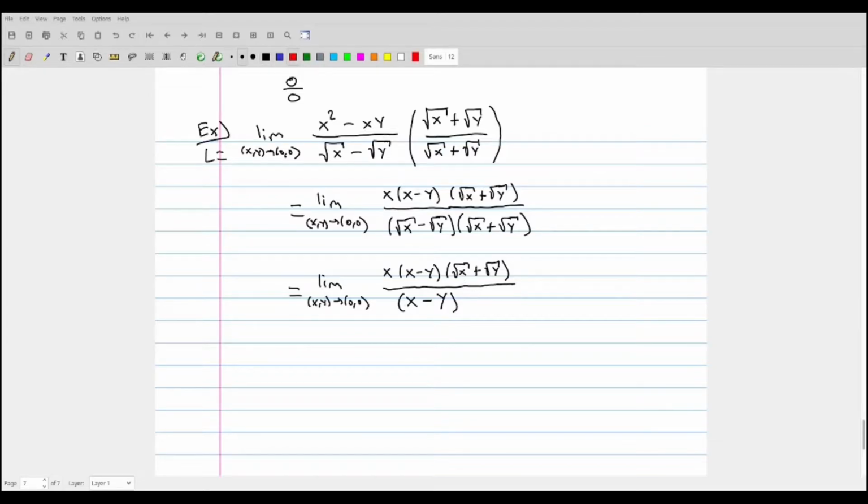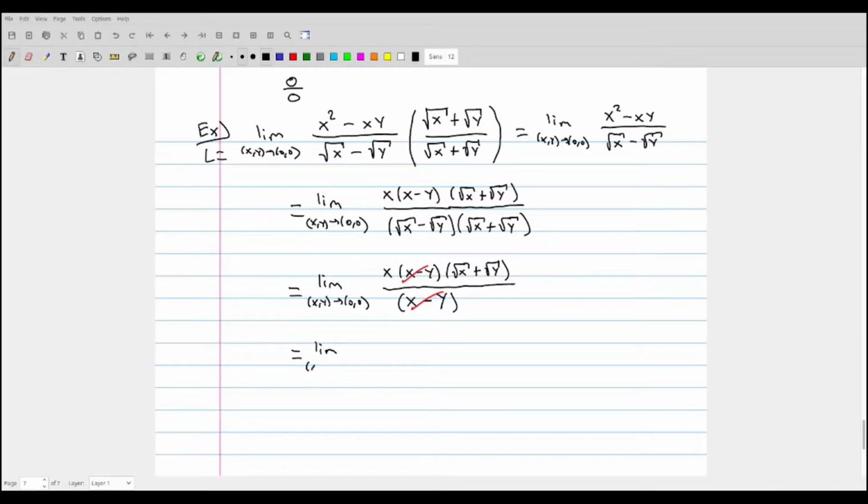And notice that what this gives us is a very, very nice cancellation. We get that x minus y divided by x minus y is 1. So the limit that we were originally looking for, remember, was the limit as (x, y) goes to (0, 0) of x squared minus xy over square root of x minus square root of y.